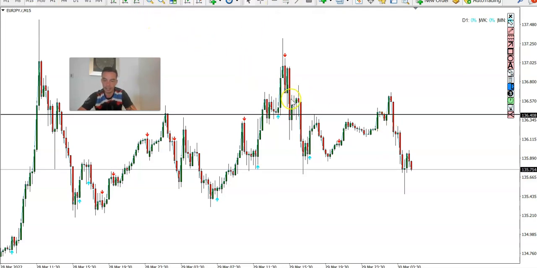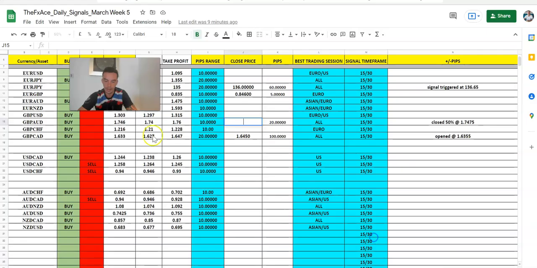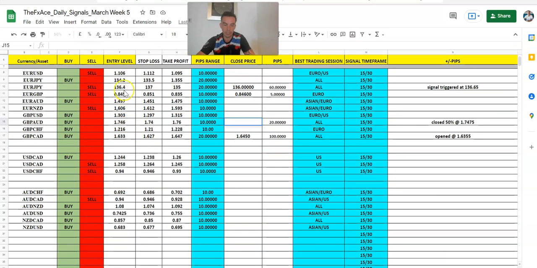And yeah, so that was the signal there. That was the level I was looking at on the spreadsheet that I sent out. You can see clearly here 136.4. Nice trade. Next trade was Euro JPY.